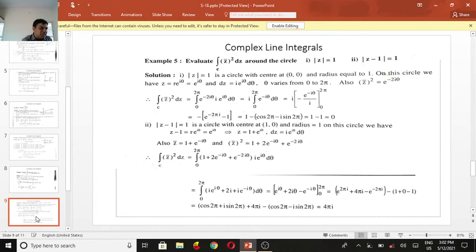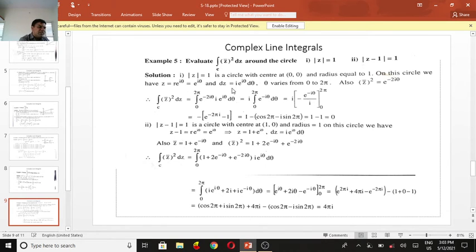Mod z equal to 1 is a circle whose center is 0, 0 and the radius is 1. On this circle we have z equal to r e power i theta. Here the radius r is 1, so simply z equal to e power i theta.